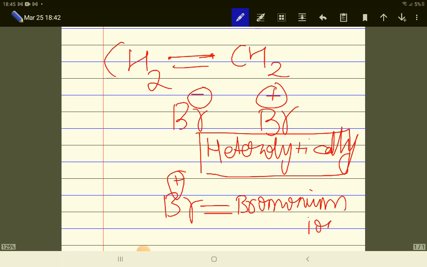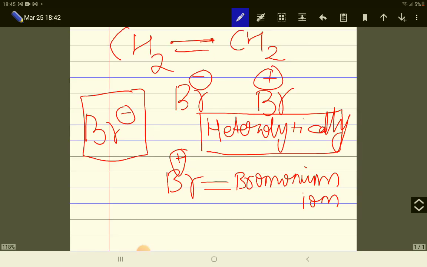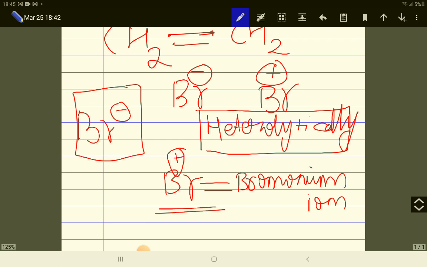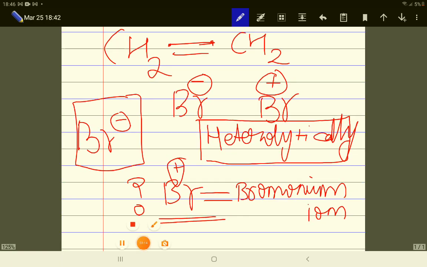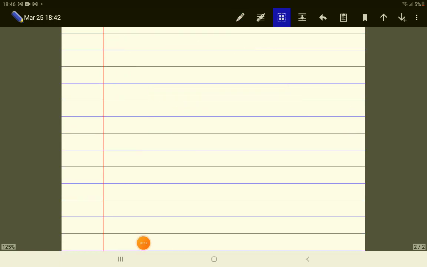And Br minus, we may not be using immediately, but yes, we may be using it in the near future within the reaction mechanism. Now what does this bromonium ion do? That's a major question. So let us come back to the structure once again. Let me draw the structure again.